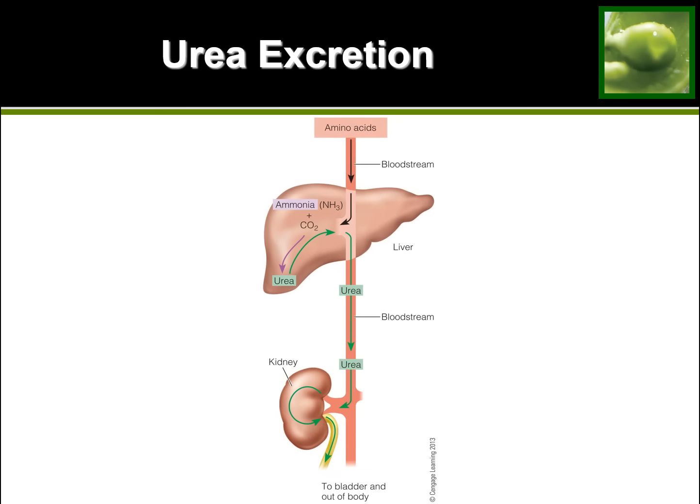This here is showing us just an image of how this happens. So we have the amino acids in our diet. We are going to deaminate them, which leaves us with the byproduct ammonia. Ammonia is going to be converted to urea in the liver, and then it's going to go over to the kidney, where the kidney will put it into your urine, and then it will be excreted out of your body.